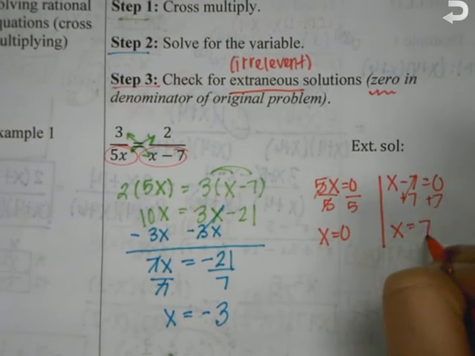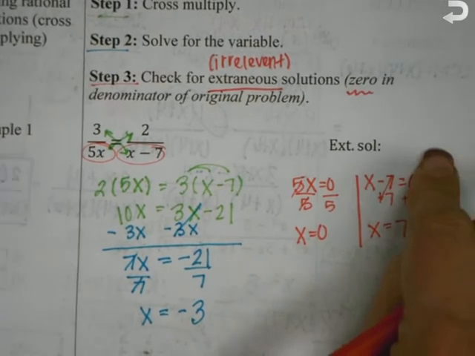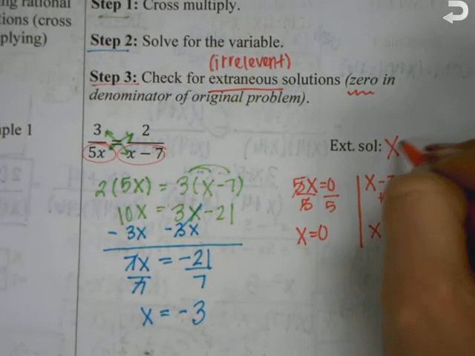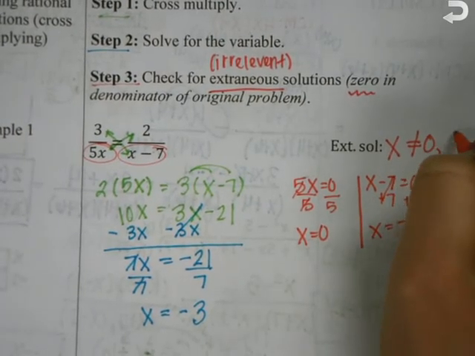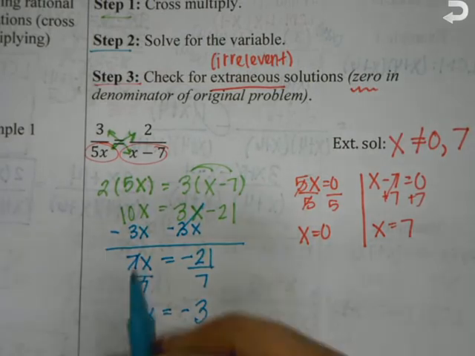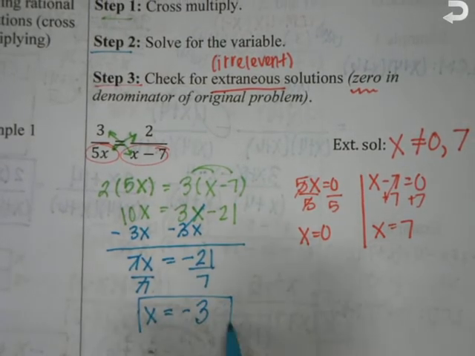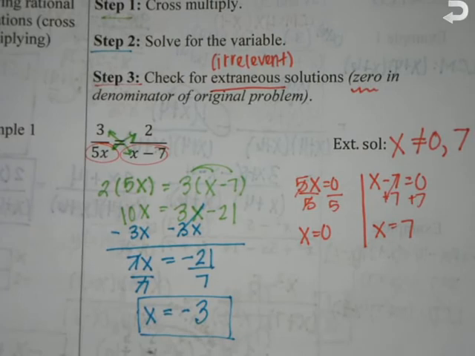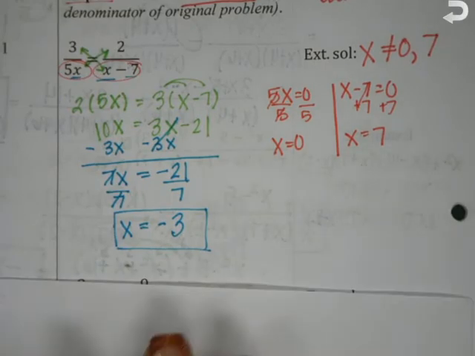So where it says extraneous solutions, we want to write x cannot equal 0 or 7. That's what it means. What can x not equal? 0 or 7. So is the answer that we got okay? Yeah. It's not 0 and it's not 7. So negative 3 is our solution. That's all we're doing.